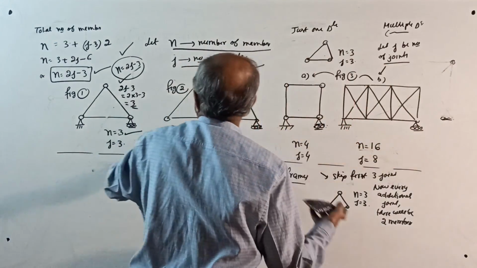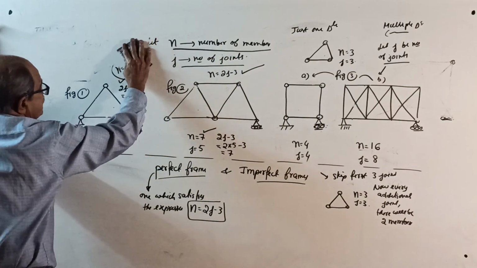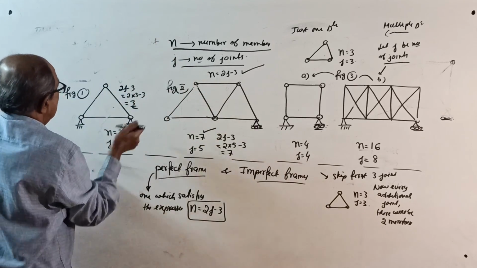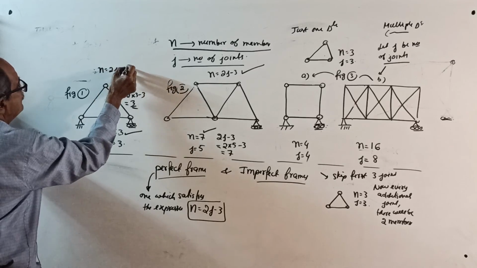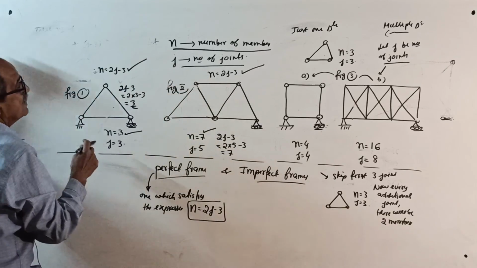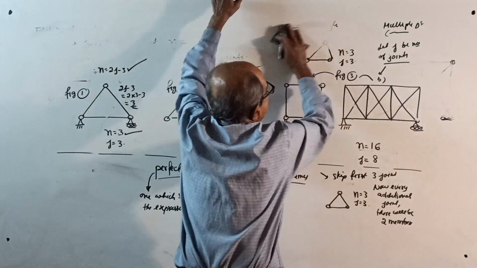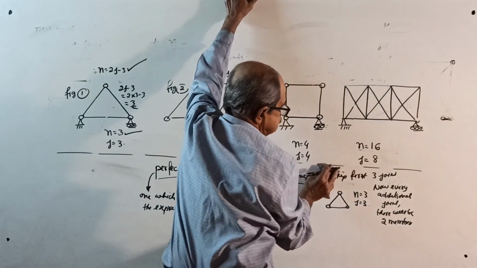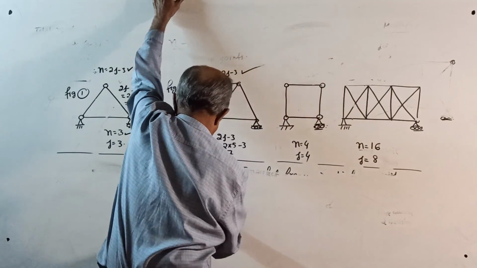Now write all these sketches. Okay, right here now. Therefore, n equal to 2j minus 3 is satisfied. The proof I will remove it now. Okay, make it more clear now. This also over, this also over.